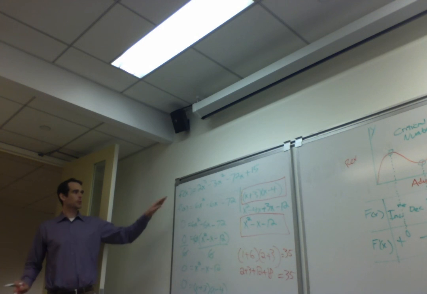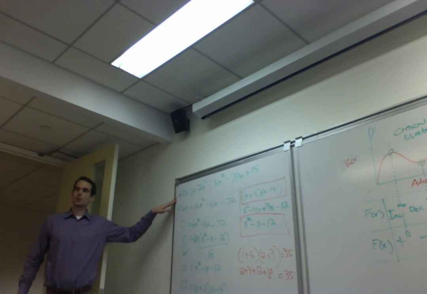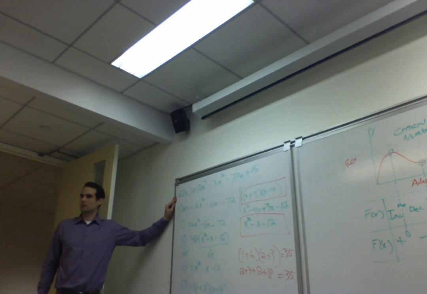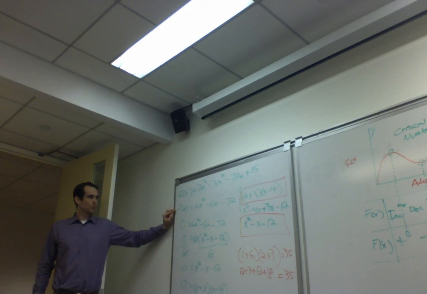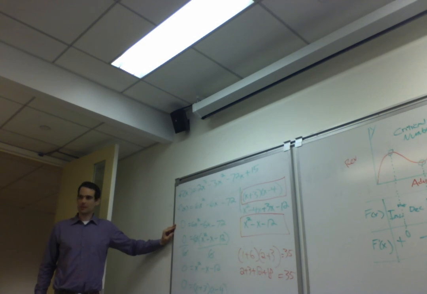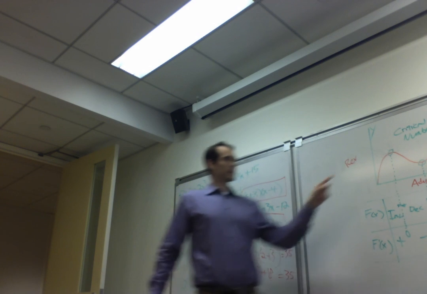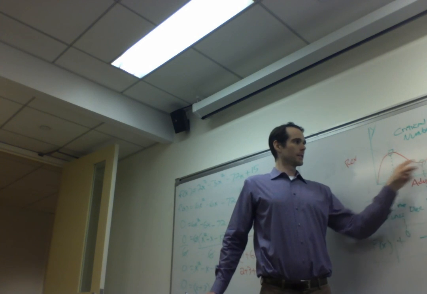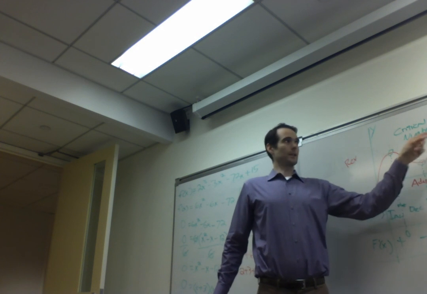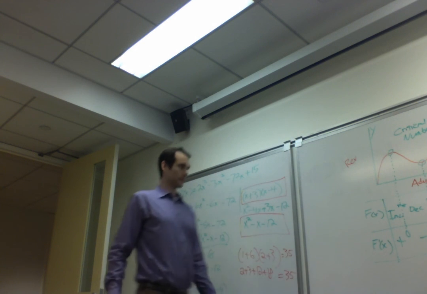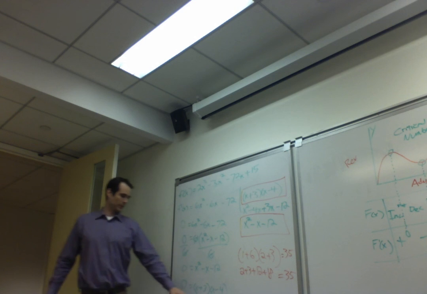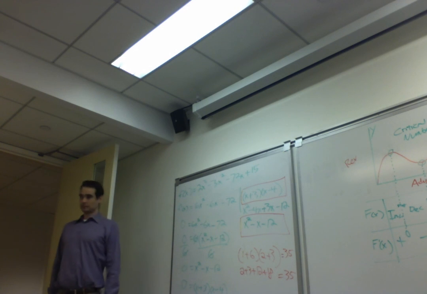Alright, so I was given an original function. My instructions were to find possible local extrema and possible absolute extrema. So I took the derivative of that function and set the derivative equal to 0, because where the derivative equals 0, that's one of the critical numbers. I found the critical numbers at negative 3 and 4.